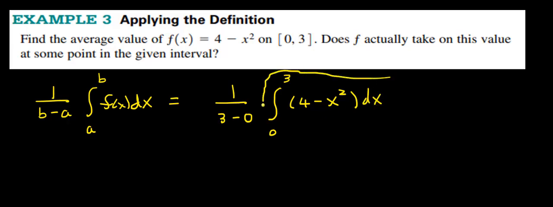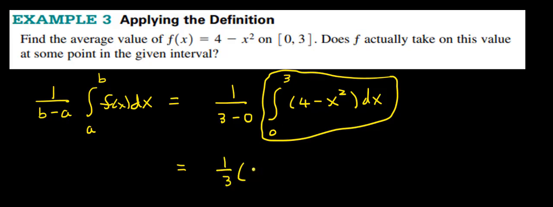Well, in order to do this part right here, you need the help of a calculator. Eventually you'll know how to do that without the calculator, but for now, you need to use your calculator and you'll get the value of 3. So this is going to be 1 over 3 times 3, which is going to be 1. So 1 is the average value or the mean value.